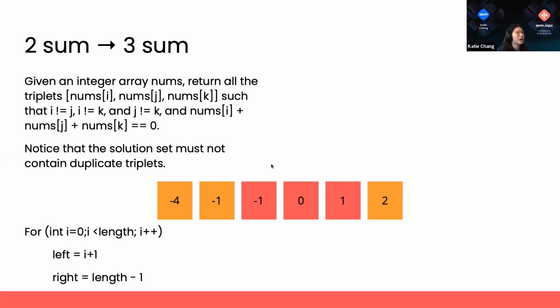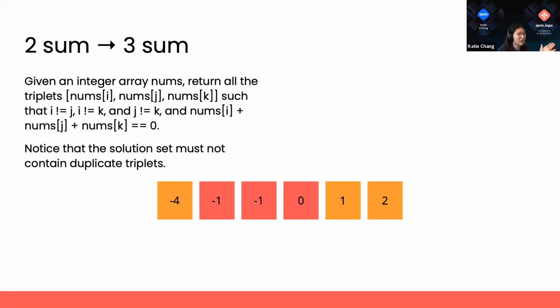So then we have -4, -1, and 2. It's too negative, right? It's -3, so we'll move our left pointer by 1. Now it's still -3, so we'll move our left pointer again. Now it's -2, still too negative. Now it's -1, still too negative though. So we'll just increment our I.